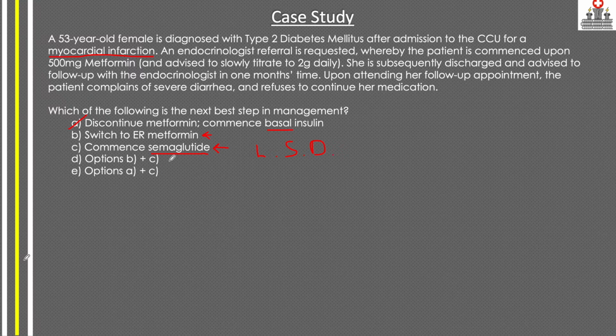And which one of these covers both? That is D, option B and C. Of course, if for whatever reason they could not take a GLP-1 receptor agonist, as we stated before, there are contraindications such as a family history of medullary thyroid cancer or multiple endocrine neoplasia, then we would start them on an SGLT2 inhibitor. So let us go to a next case study.